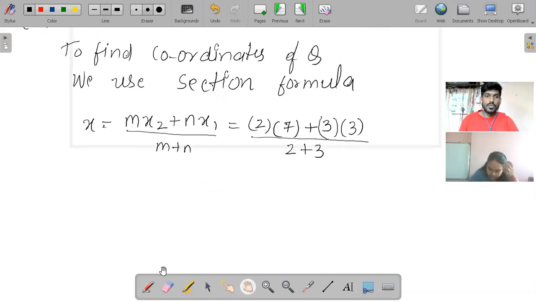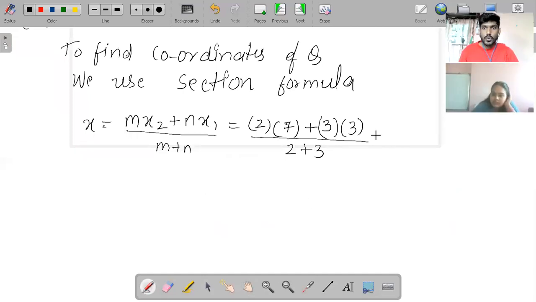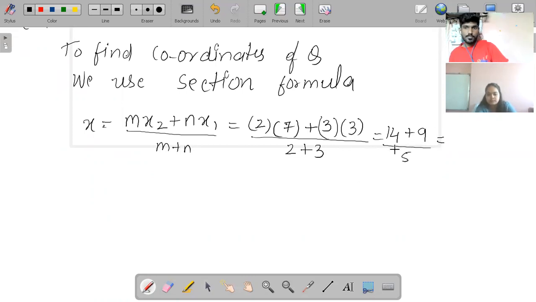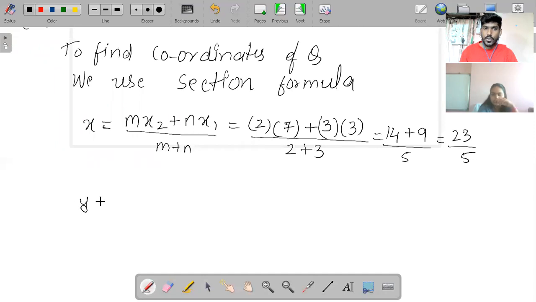Now we just need to simplify. 2 into 7 is 14 plus 3 into 3 is 9 upon 2 plus 3 is 5. How much is 14 plus 9? 23. So this is 23 upon 5. We'll leave it as a fraction, there is no need to write it in decimal. So we got the coordinate of x. Now we'll find the coordinate of y.